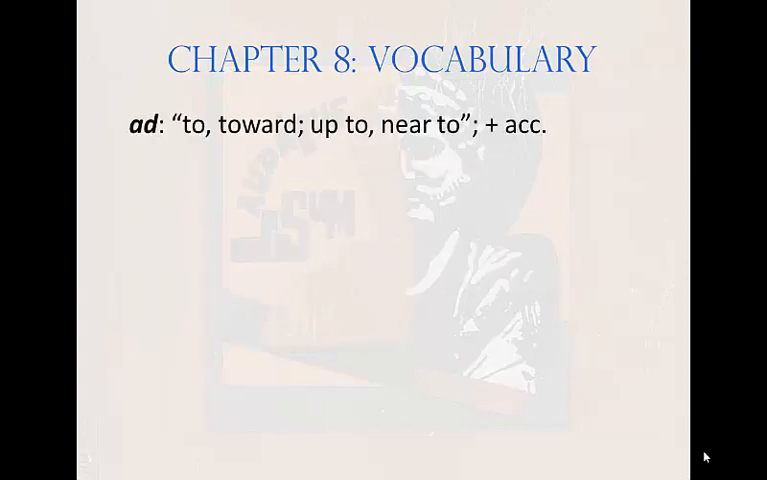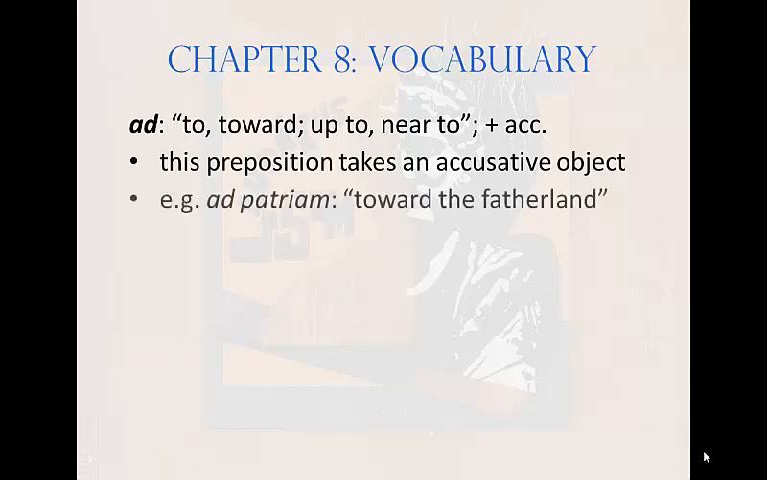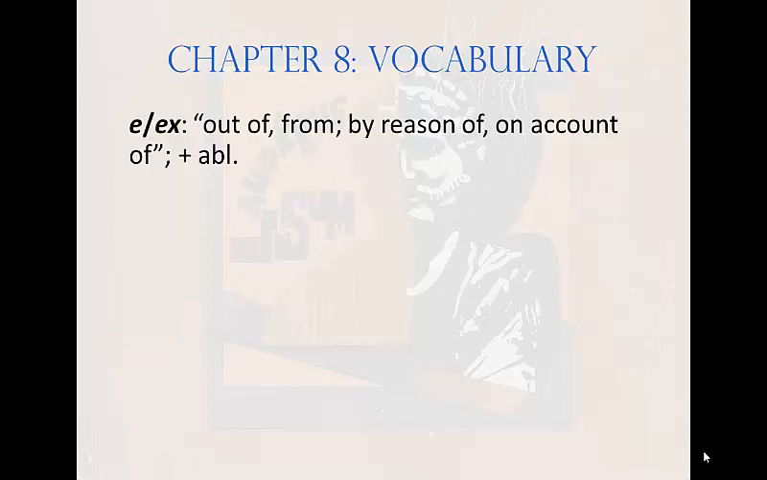The next 2 words are prepositions. The first one, ad, means to, toward, up to, or near to, and its object is always in the accusative case. So if you wanted to say, for instance, toward the fatherland, as in I looked toward the fatherland, you would say ad patriam. The second preposition, a or ex, means the opposite.